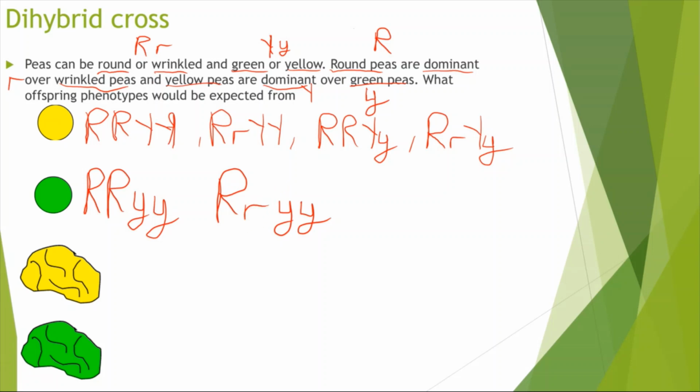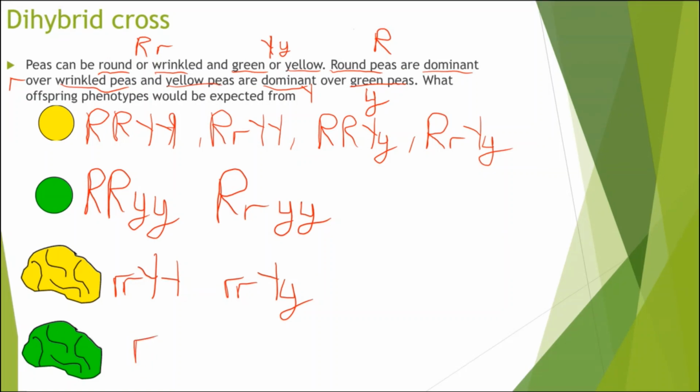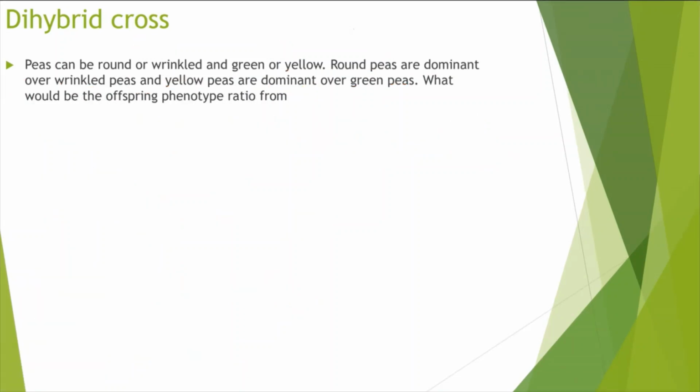So now looking at yellow and wrinkled. In this case, our allele for R would need to be recessive, and our allele for Y would need to be dominant. So we would have a lowercase r, a capital Y. We could have a lowercase r, capital Y, and a lowercase y. And finally, for being green and wrinkled, these are both recessive traits, so that could be only lowercase r and lowercase y.